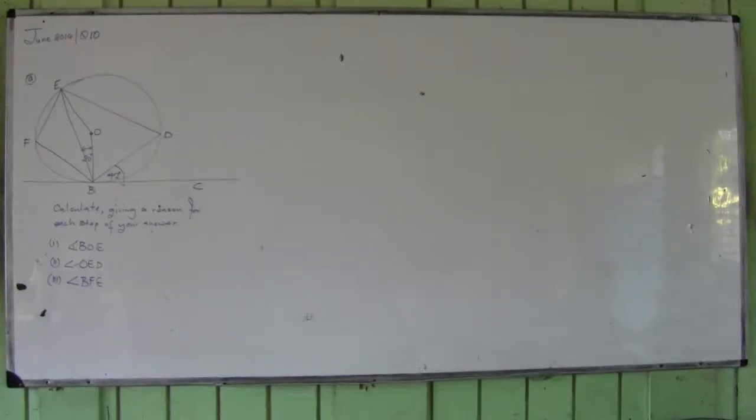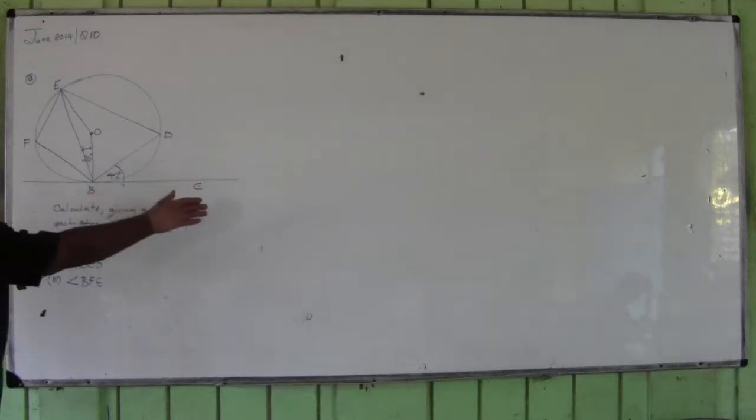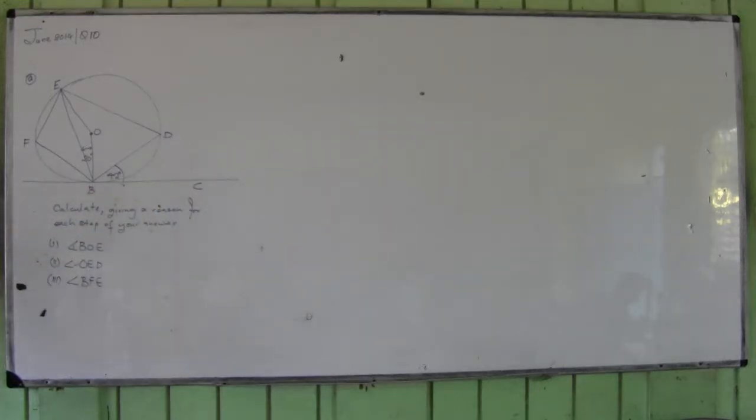Alright, this is question number 10. This is question number 10A. It's a circuit theorem question. I won't read the introduction. I don't think it's all that important. Well, everybody should know that this line BC is a tangent to the circle. It says calculate, giving a reason for each step of your answer, the measure of angle BOE.